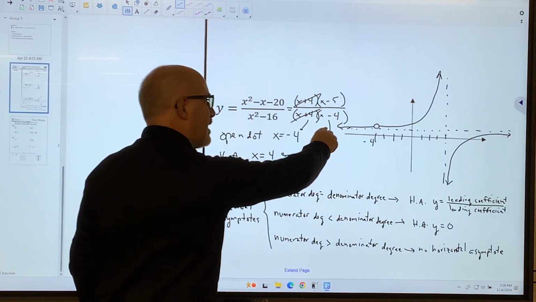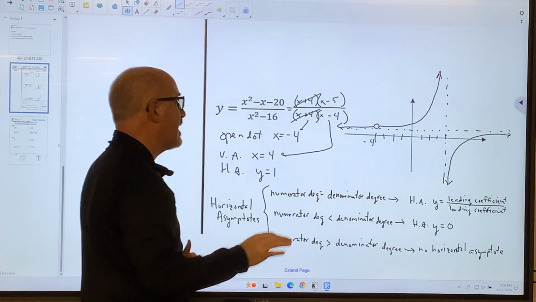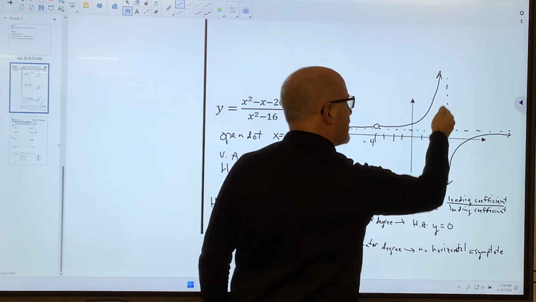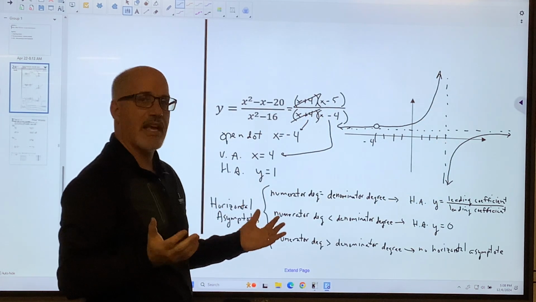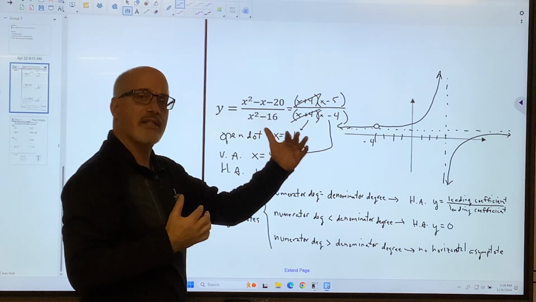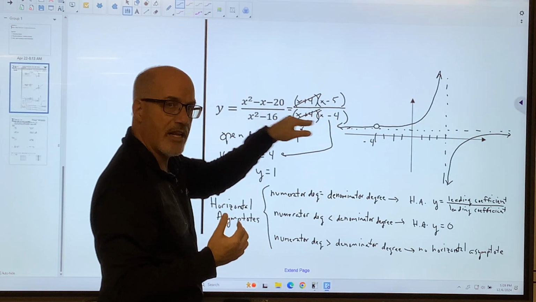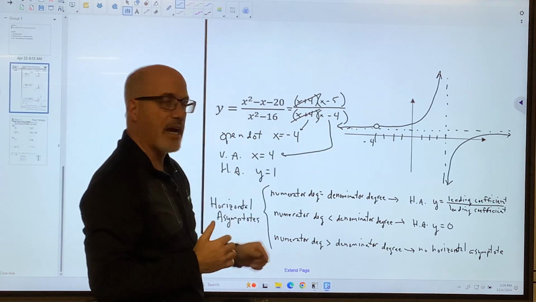Whereas this x minus 4 in the denominator doesn't reduce with anything, and so that leads to a vertical asymptote at +4. Now notice this x minus 5 doesn't have an asymptote. Don't try to set up an asymptote with the numerator factors. It's the denominator factors that lead to the vertical asymptotes or the open dots.